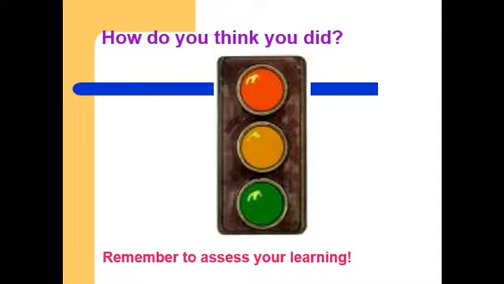So how do you think you did? Remember to traffic light how you think you did at the end and let us know. Remember, green means I did really well, I didn't need much help. Amber or orange means I needed a little bit of help. And red is no, I didn't get this at all, I need a lot more help.